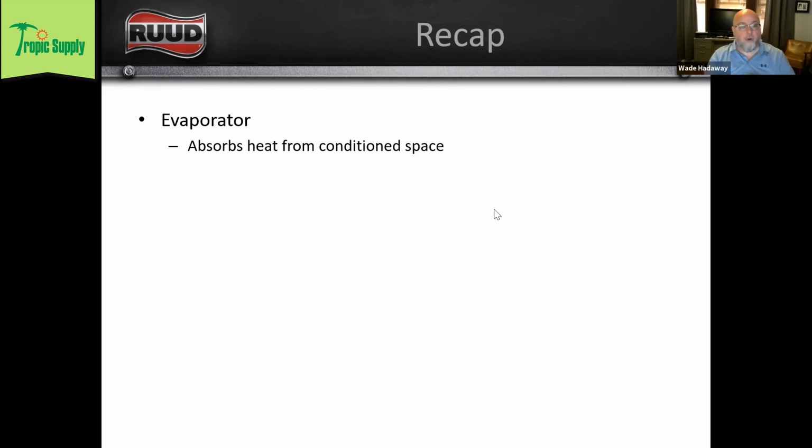All right, so evaporator. We're just going to recap really quick. The job of the evaporator is to absorb heat from the conditioned space. And remember, we can't create heat. We can't destroy heat. We just move it around. So that's what we're doing in the evaporator. We're absorbing heat.